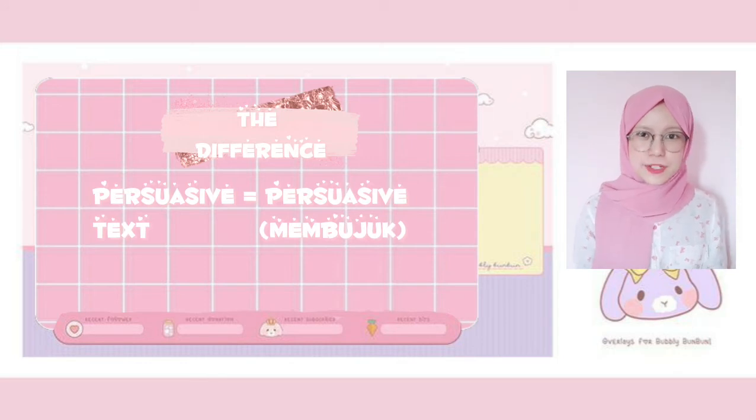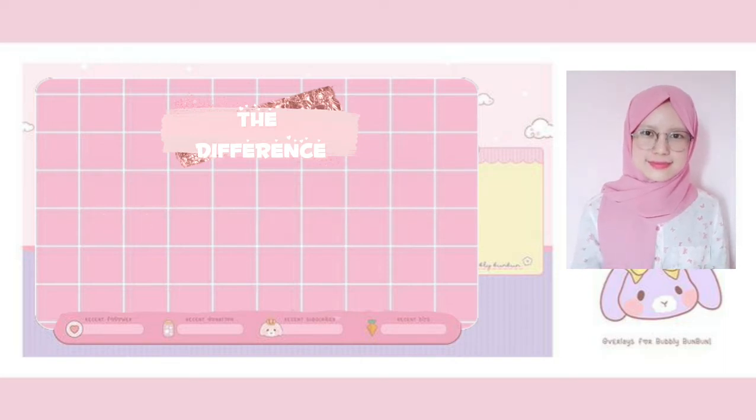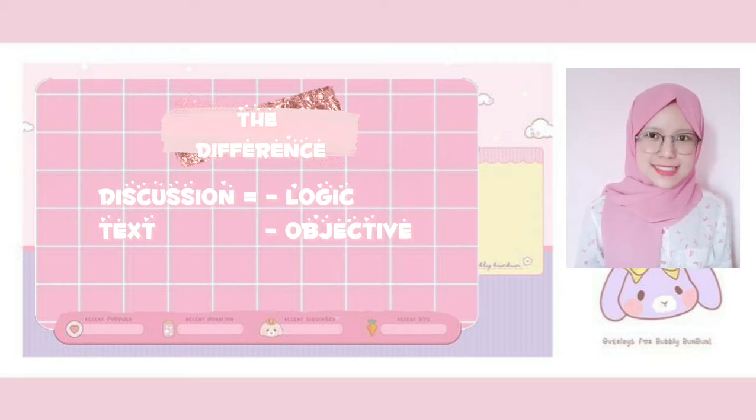Persuasive text is persuasive. It means that persuasive text itu bersifat persuasif. The purpose of persuasive text is to persuade the reader to agree and incline toward one particular view. While discussion text is logical and objective. It means that discussion text itu bersifat logik dan objektif. The writer will not ask the reader to be in one particular view. Back to the purpose, discussion text has an aim to give information to the reader from many points of view.